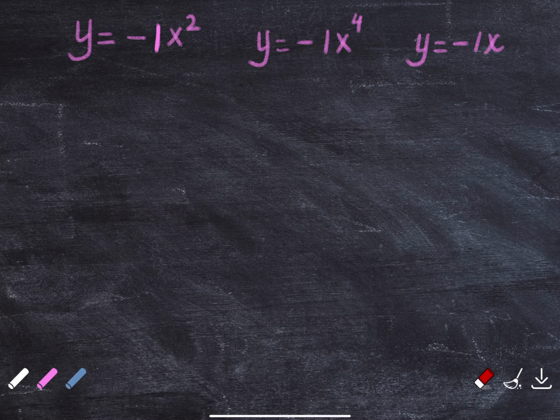We are going to take a look at functions which do not have a positive leading coefficient. What will those functions look like? Those functions will look like y equals negative x squared, or negative 1x squared, y equals negative 1x to the power of 4, y equals negative 1x to the power of 6. There are more examples like this with even powers, but the main idea is that the leading coefficient is negative. This is the leading coefficient.